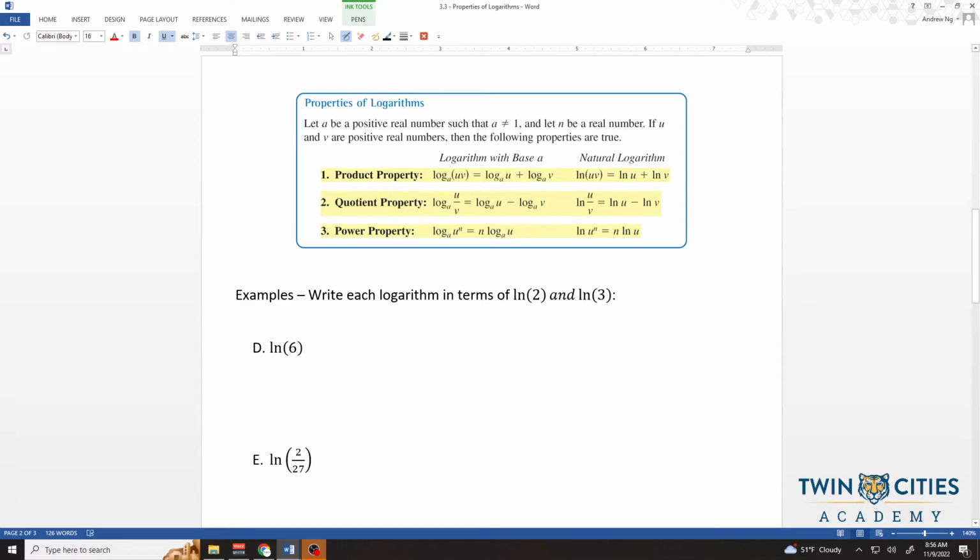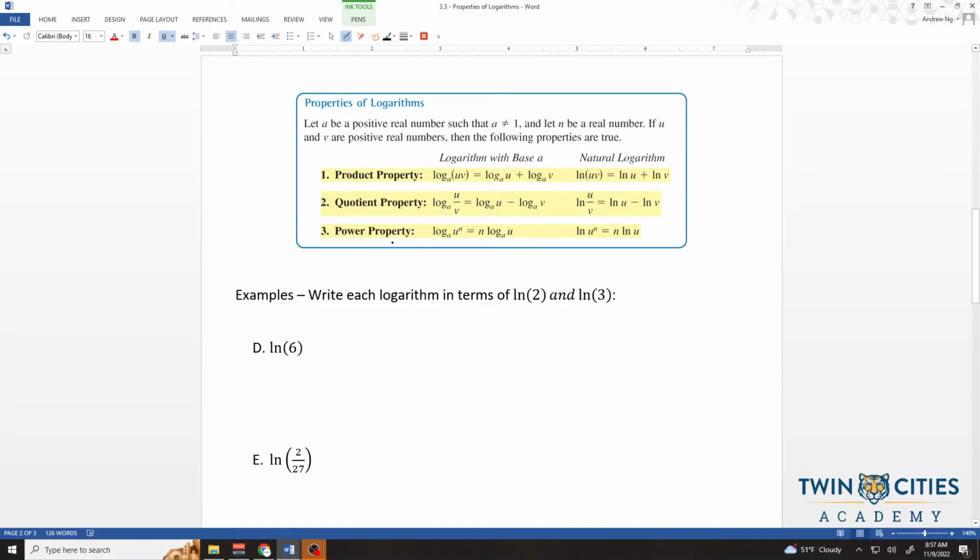Well, with multiplication, this was addition here that separated these logarithms. So with division, it's going to be subtraction. Log base a of u minus log base a of v. Same thing with natural logs. I could do the natural log of u over v is the same as the natural log of u minus the natural log of v.